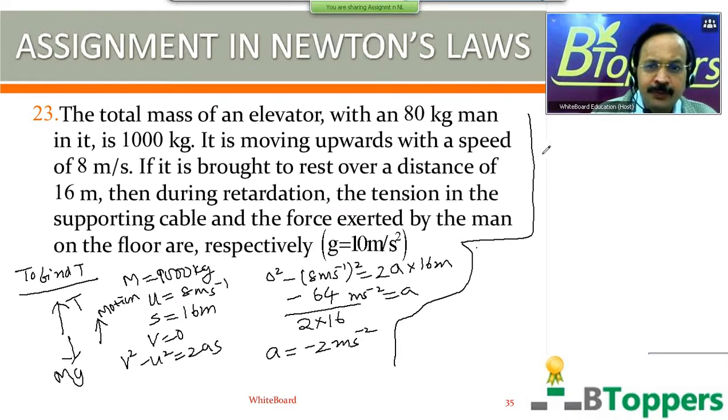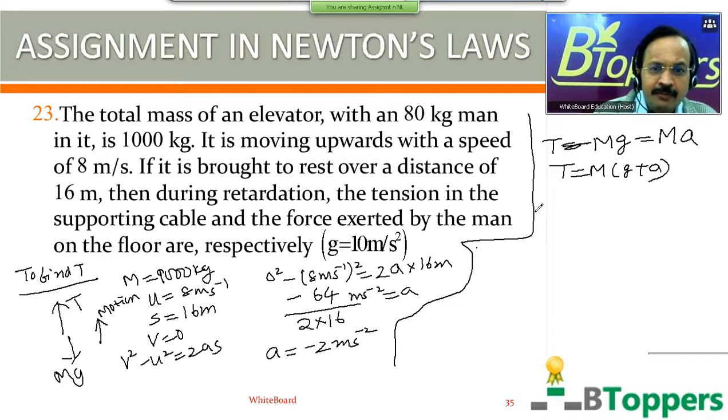So the net force in the upward direction on the system, you can take T minus mg. We choose the upward direction as positive and the downward direction as negative. That is equal to mass times acceleration. So the magnitude of the tensional force on the elevator by the supporting cable will be m into (g plus a).